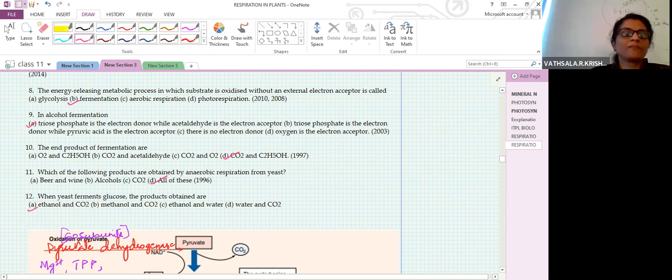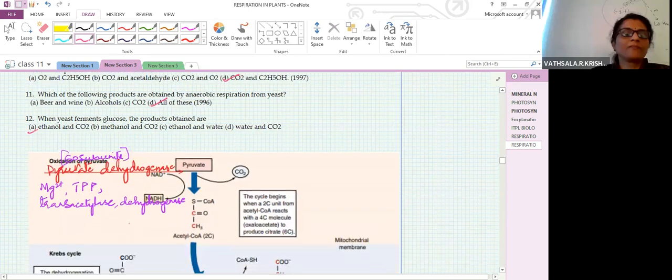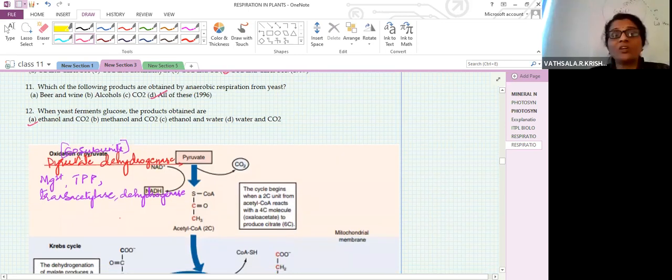As I told you, it's not glucose alone that is the respiratory substrate. Respiratory substrate can be lipids also, proteins also. So what happens? Oxidation of the pyruvate, this is by pyruvate dehydrogenase. And pyruvate dehydrogenase, I told you, is the most complex enzyme present in our body. In plants it has magnesium, TPP, thio. It has 60 subunits. So if asked which is the most complex respiratory enzyme, you have to say pyruvate dehydrogenase.